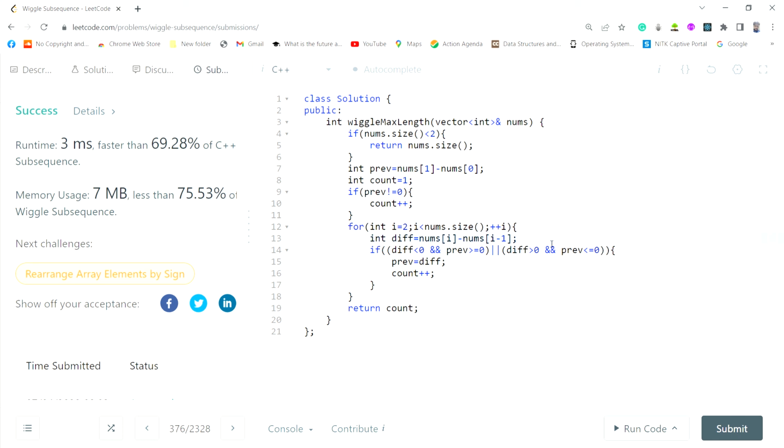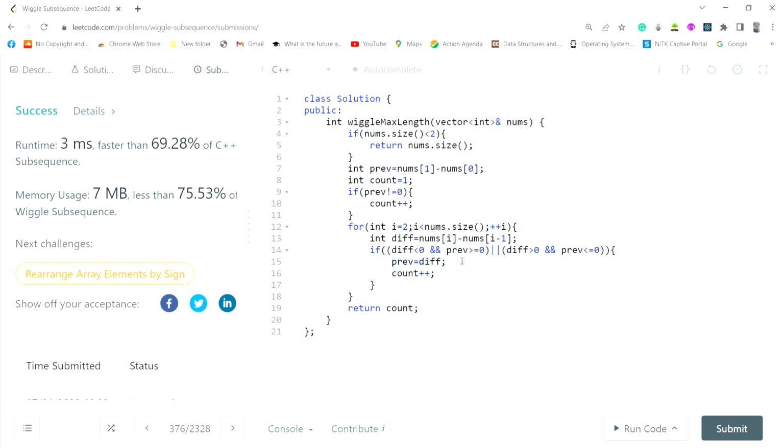And we have to get the current difference. If the current difference is less than 0 and the previous difference is greater than 0, it means it's decreasing now and previously it was increasing, then we put the previous as the difference and increment the count. Similarly, if the current difference is greater than 0 and the previous one is less than 0, it will increase the count and put the previous as the difference. So I have already told you about the dry run of that.